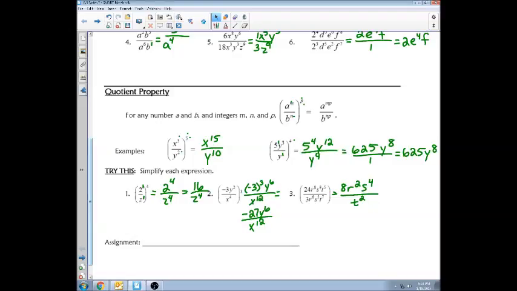Using the quotient property, anytime I have anything inside of a set of parentheses raised to another power, everything inside of the set of parentheses will get that power. Then you can use the division property to figure out how to simplify it.